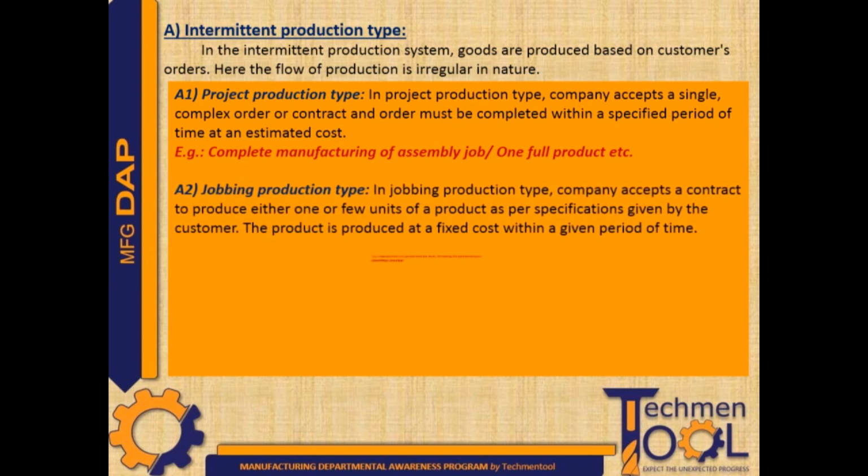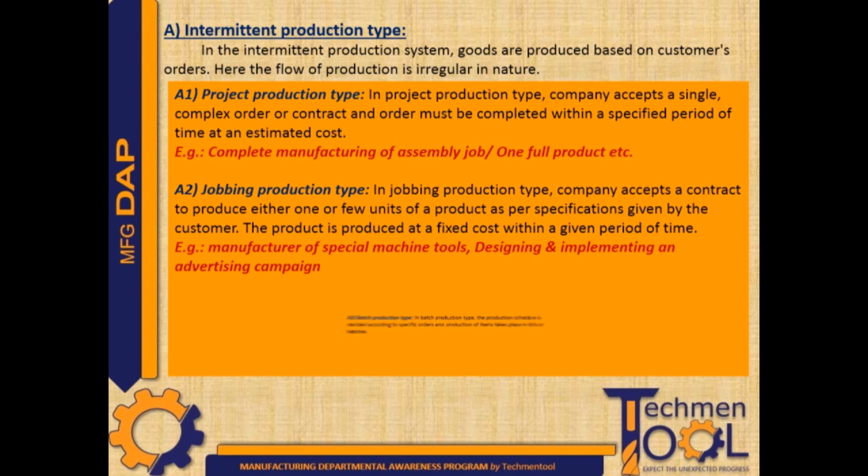In the jobbing type of production, the company accepts a contract to produce either one or a few units of a product as per specifications given by the customer. The product is produced at a fixed cost within a given period of time. Example: manufacturer of special machine tools, designing and implementing an advertising campaign, etc.